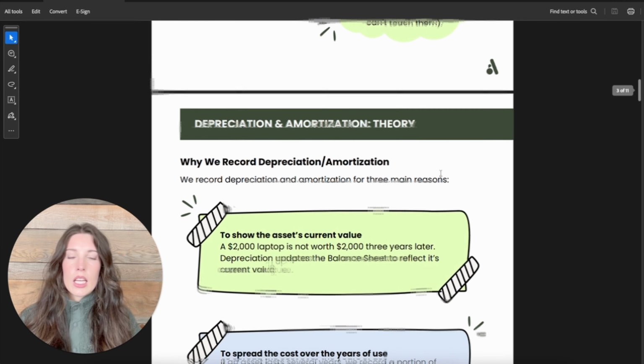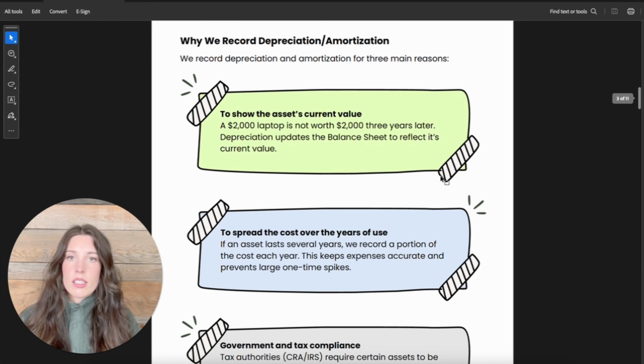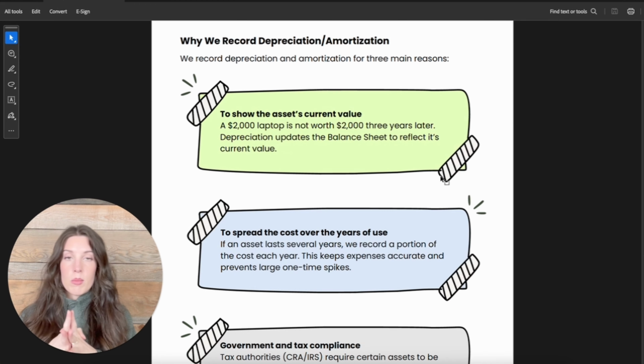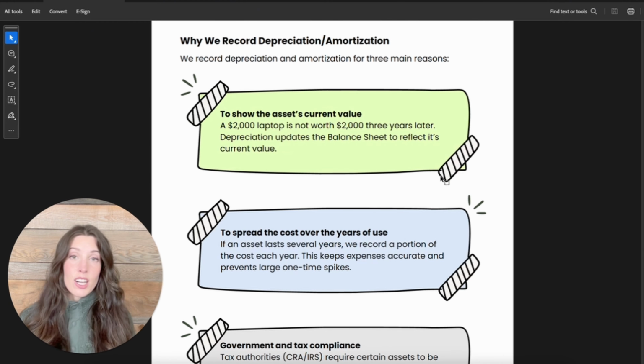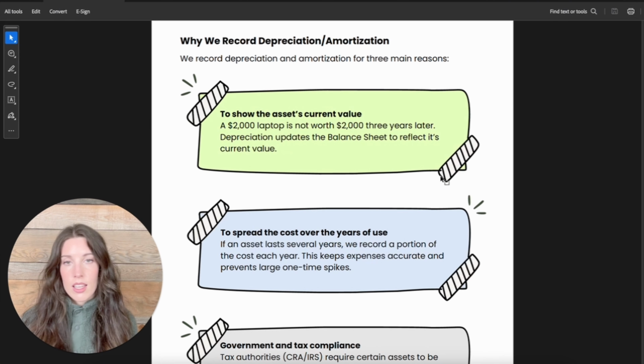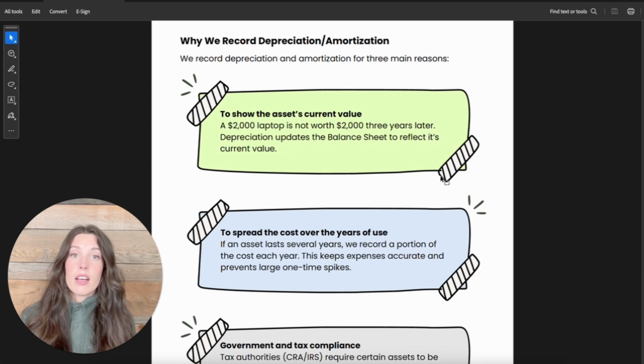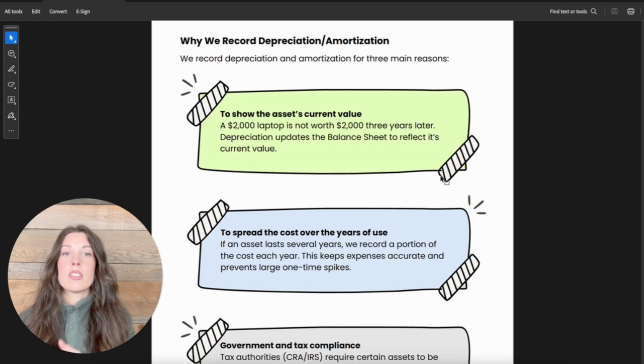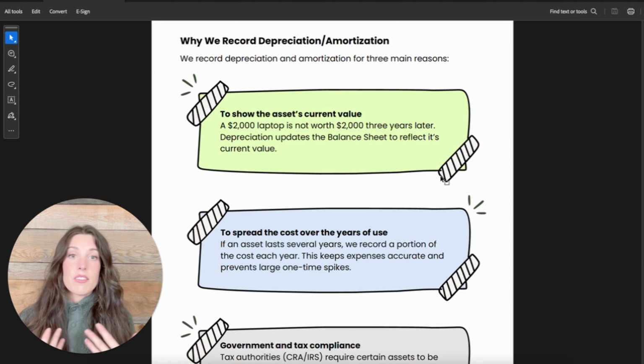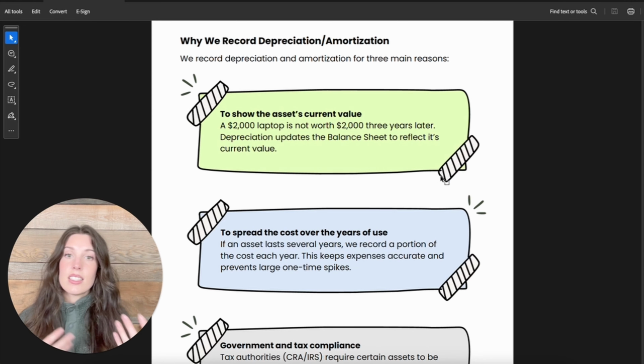So why do we even record this? We record depreciation and amortization for three main reasons. The first is to show the asset's actual current value. A laptop that cost $2,000 2 years ago is not worth $2,000 today. Depreciation will update the balance sheet so that the value shown is actually realistic. The second reason is to spread the cost over the years the business uses the asset. If something lasts 5 years, it doesn't make sense to expense the entire cost on day one. Depreciation will spread that cost over the time the asset is actually being used.